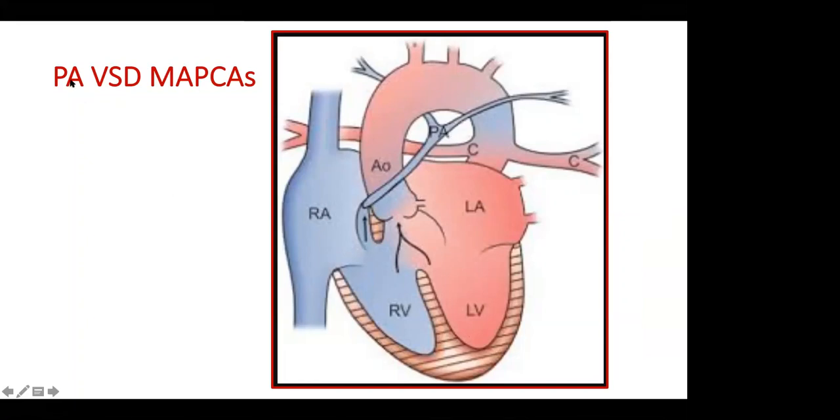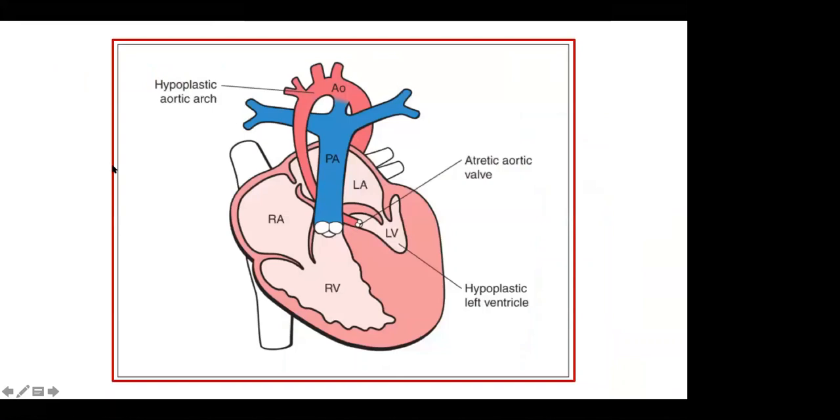So those type of patients, pulmonary atresia VSD MAPCAs, usually don't need, and actually most of the time, if not all the time, they don't need a PDA to maintain their cardiac output and saturation because they have enough collaterals to do so.